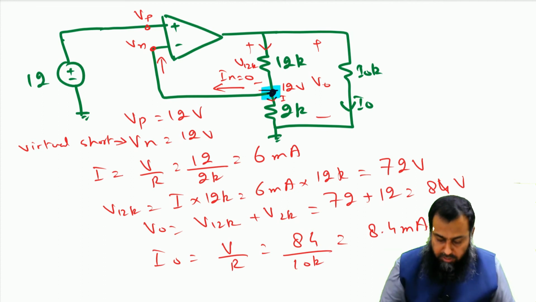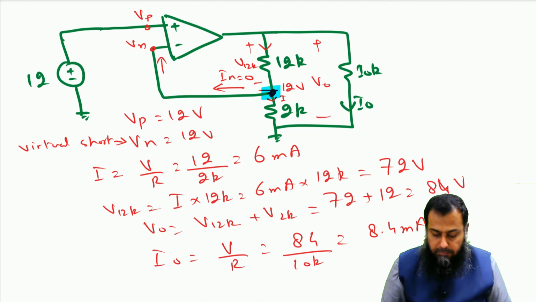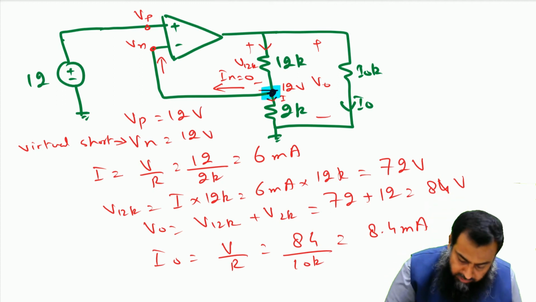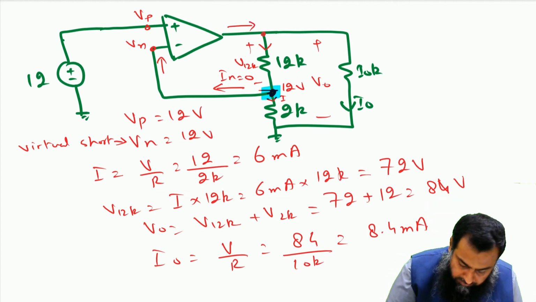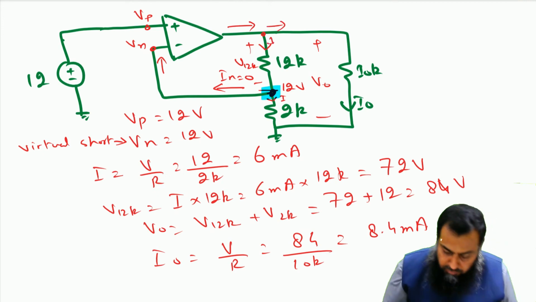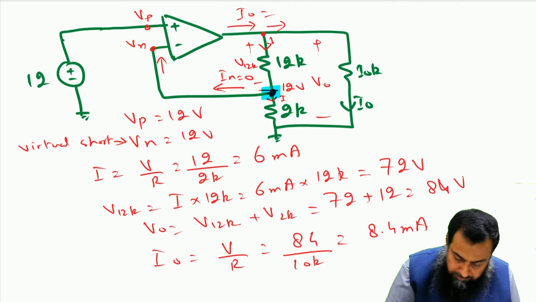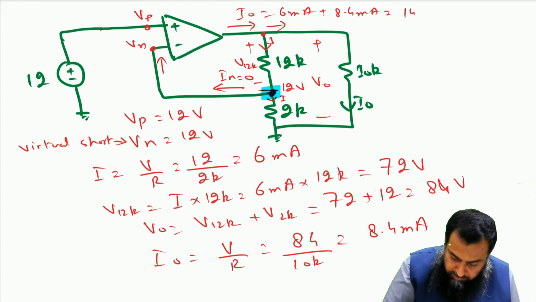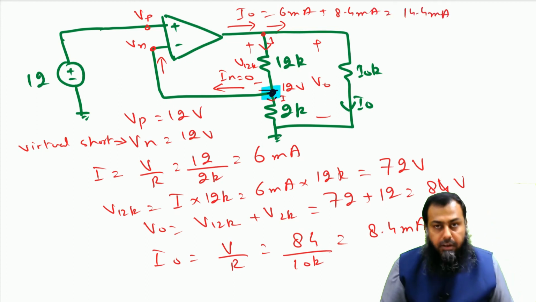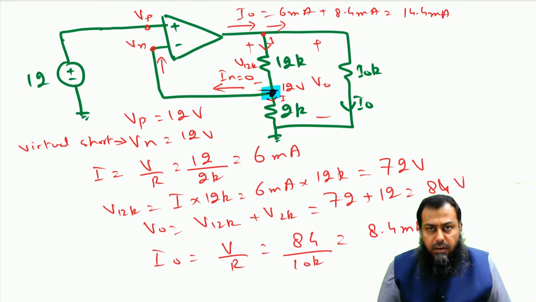So now that this 8.4 milliampere is done, we can identify what the current is here. We have a current division between these 2 points. We have 6 milliampere current flowing in this branch and 8.4 milliampere current flowing through this 10 kilo ohm resistance. So the total output current I naught is equal to 6 milliampere plus 8.4 milliampere. This is equal to 14.4 milliampere. Notice that there is no direct way to solve for the output current.